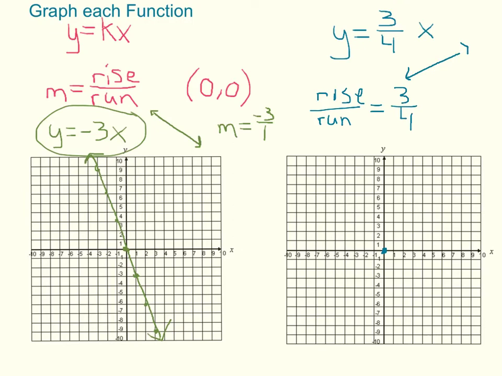From the origin, we're going to go up 3 over 4. And continue the pattern up 3 over 4. Go back to the origin, and now we can go backwards. We'd go down 3, left 4. And then we can connect all of those in a straight line. And that's how you graph direct variation.